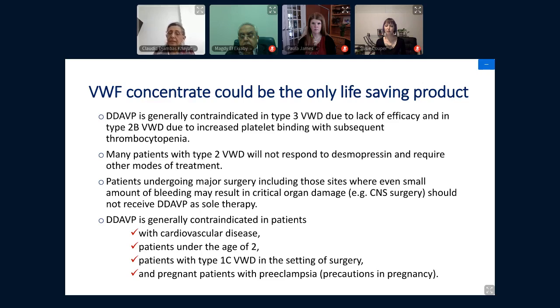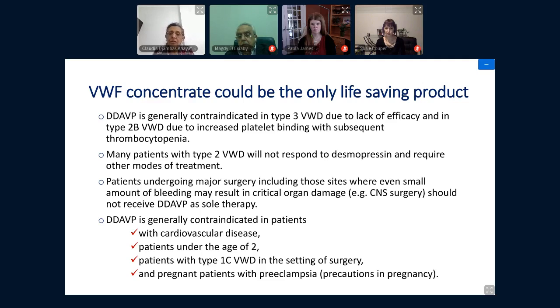It's generally contraindicated in type 3 patients due to the lack of efficacy, and in type 2B also due to the increased platelet binding with subsequent thrombocytopenia. Many patients with type 2A will not respond to desmopressin and require another mode of treatment.